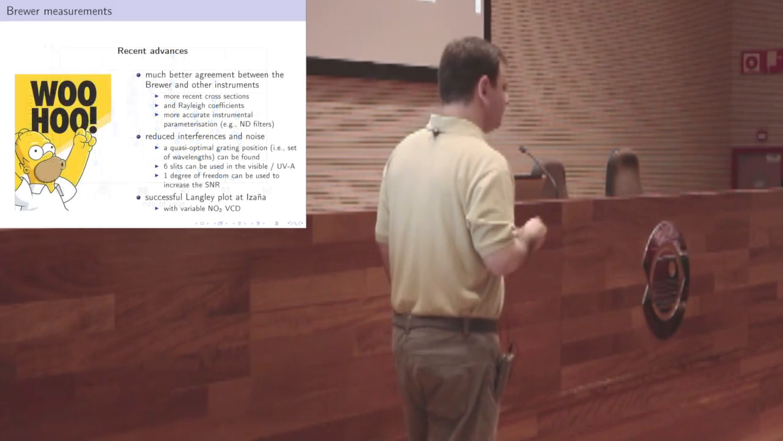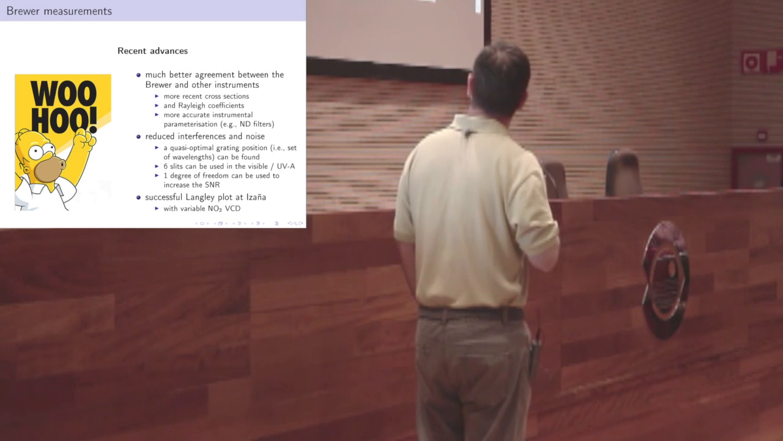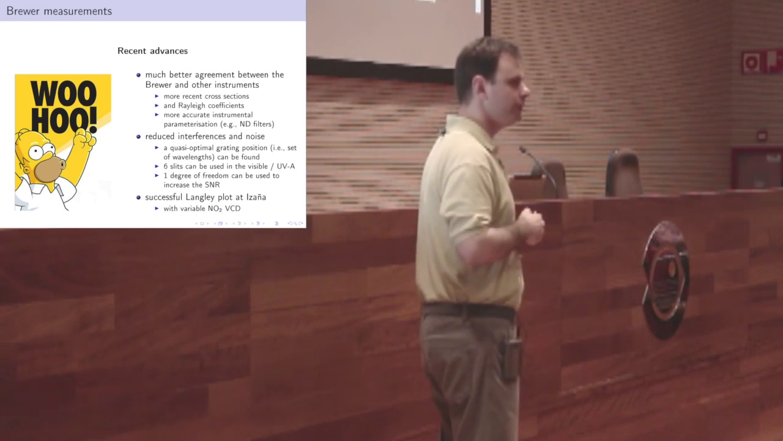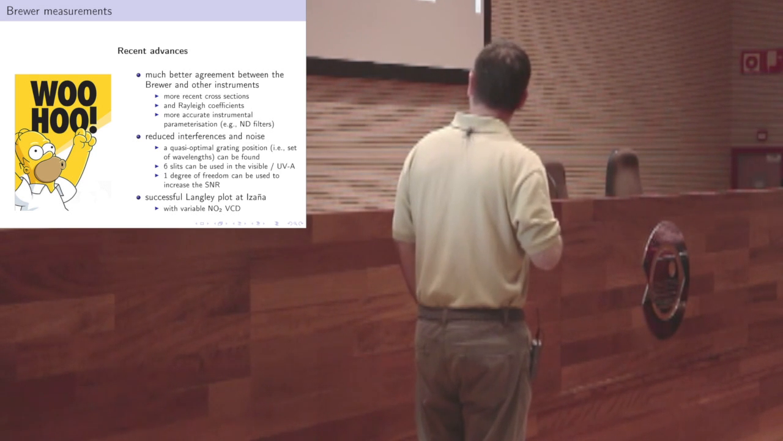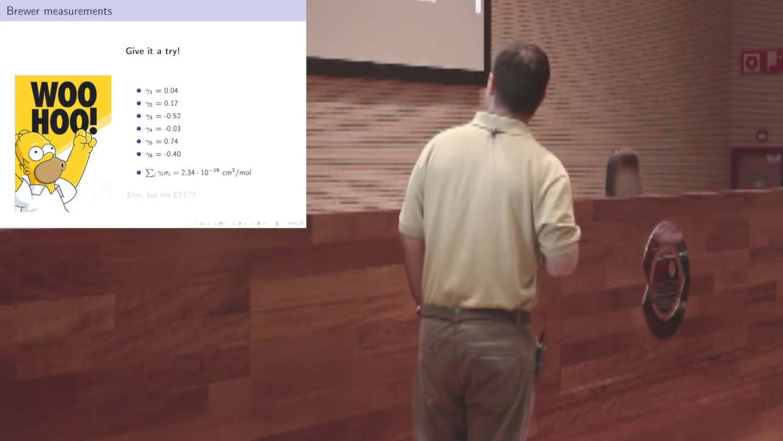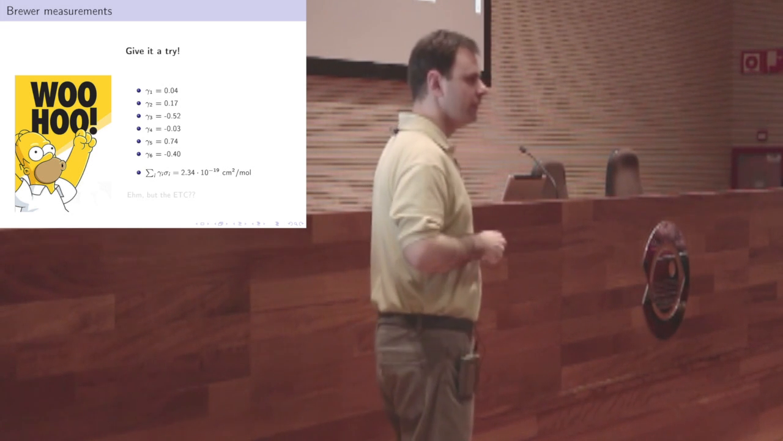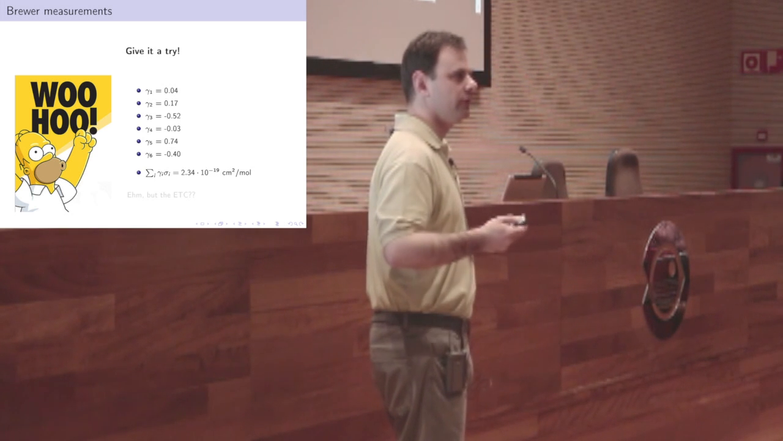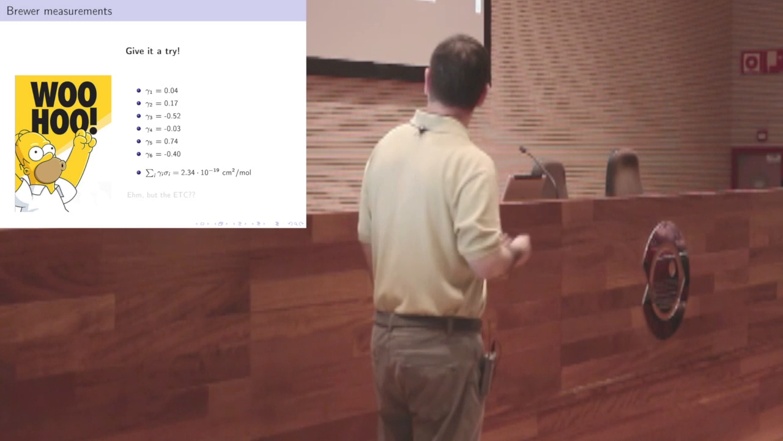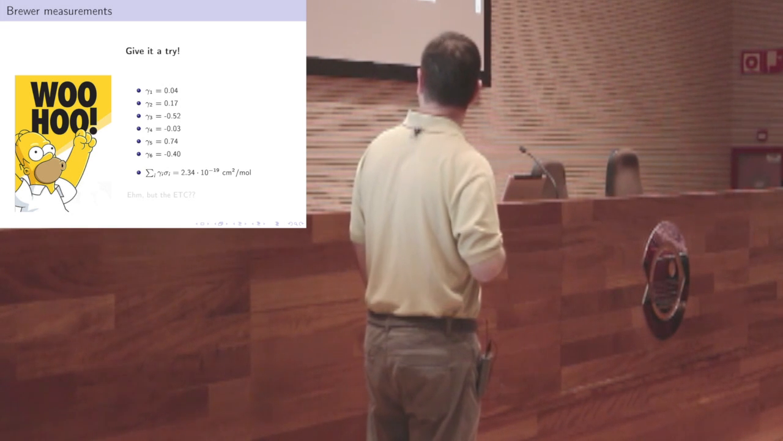But in the last few years, there have been some advances. A much better agreement was reached between the Brewer and the other instruments. The interferences are reduced, and the noise too. And I made a successful Langley plot in Izaña of nitrogen dioxide. So if you want to give it a try, you can test those weightings. These are calculated for my own Brewer, so they will probably not work for yours. But you can test it with that differential cross section.